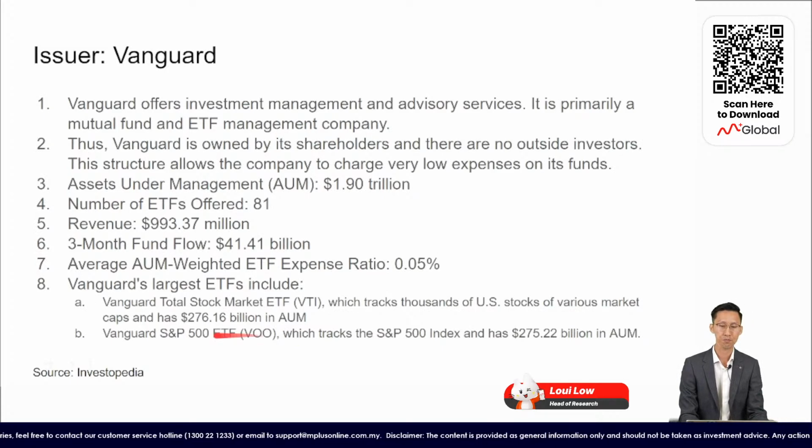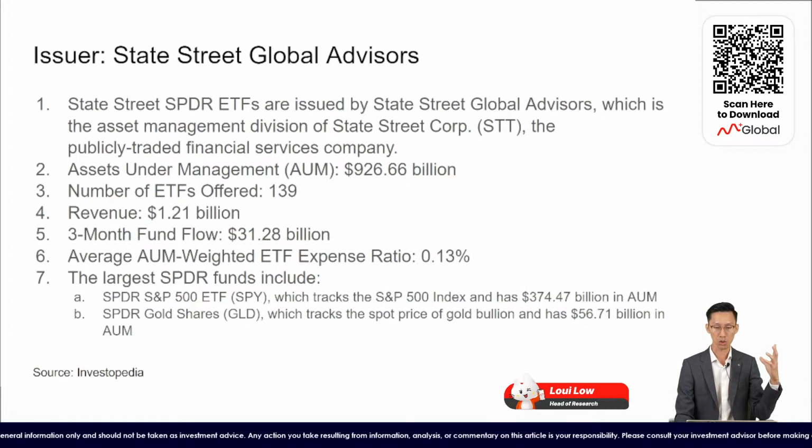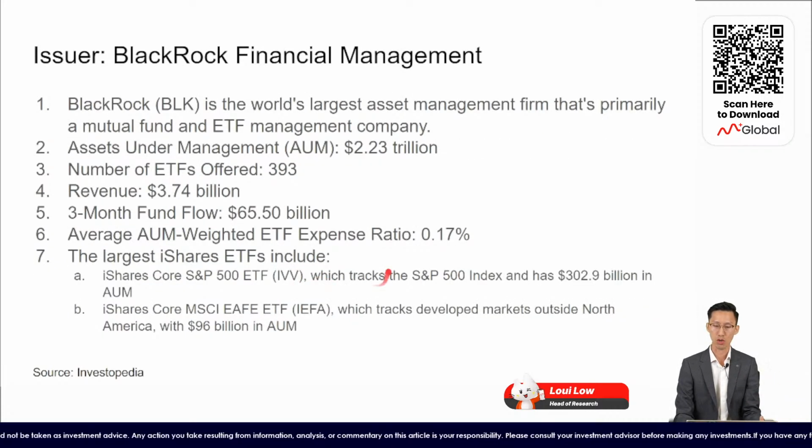The other one is Vanguard. Vanguard has 1.9 trillion in AUM. Some of their famous or largest ETFs include the Vanguard Total Stock Market ETF and also Vanguard S&P 500. So you can see that a lot of people are tracking the S&P 500. And what is the differentiation between some of these providers or issuers out there? It is basically the expense ratio. So whoever can provide a very good expense ratio will have the edge.